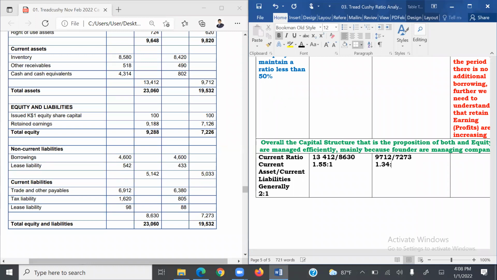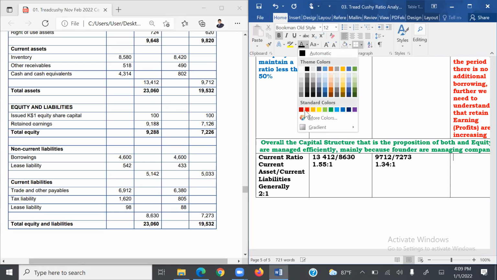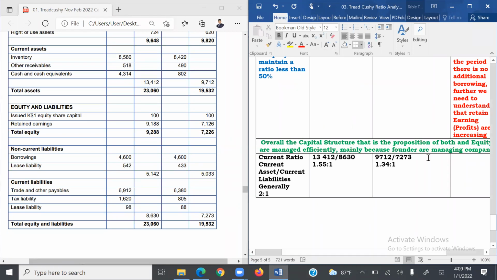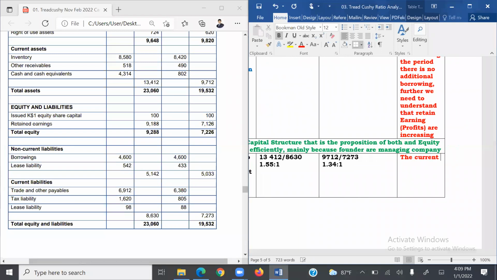Students, can you tell me, it's 1.34 is to 1. Is it 1.34 is to 1? Can you confirm whether it is the correct answer? Are you getting something closer to 1.34 is to 1? If you're getting that answer, can I quickly get a Y in the chat box, students? So I will write down here the current ratio. Thank you, students. Thank you very much.